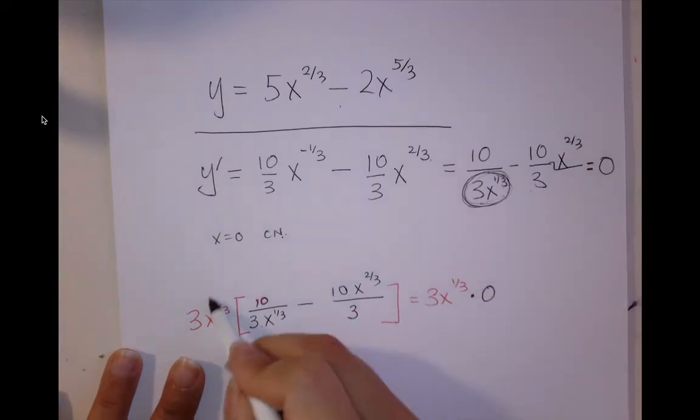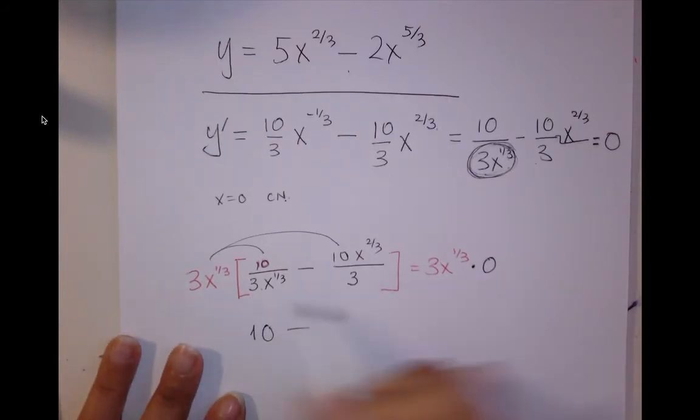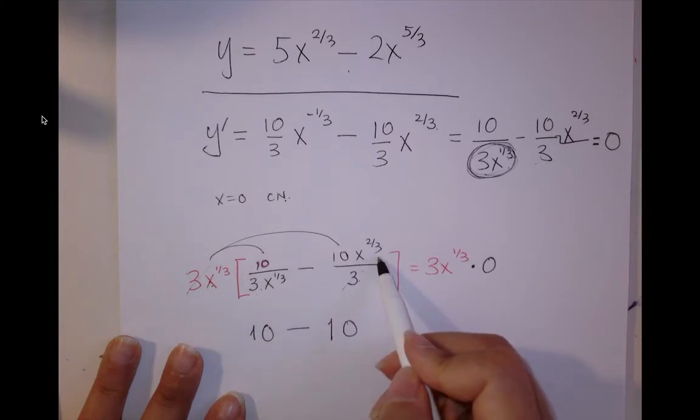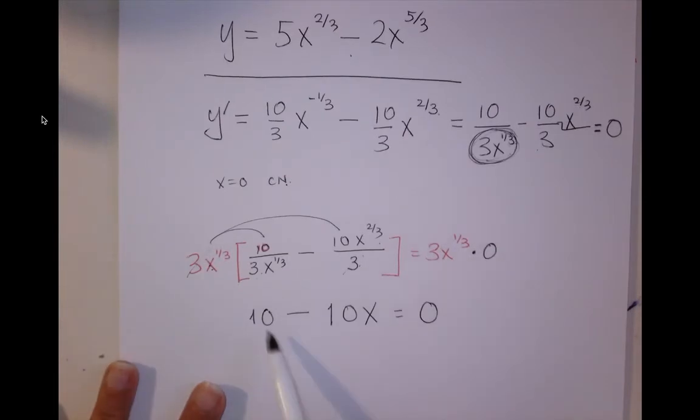So when I multiply both sides in trying to clear the fractions, I end up with 10 minus, now this times this, the 3's clear, and then I have 10 times x to the 1/3 times x to the 2/3, which just gives me x, and over here I have 0. So this turned into a really nice linear equation, 10 equal 10x, so x is equal to 1. Okay, so now I know that the critical numbers are 1 and 0.